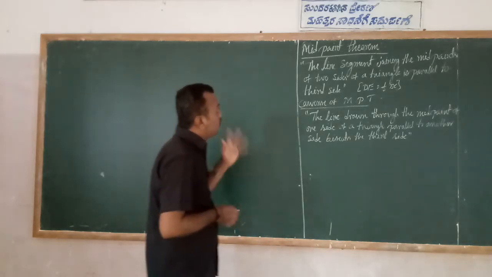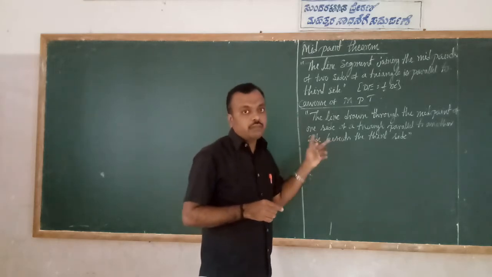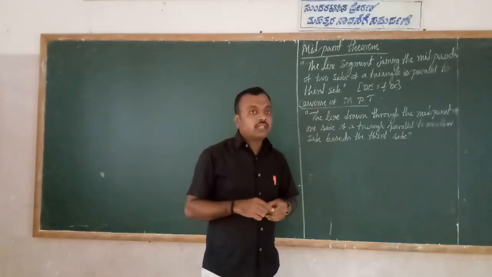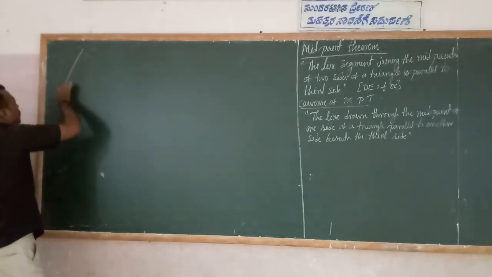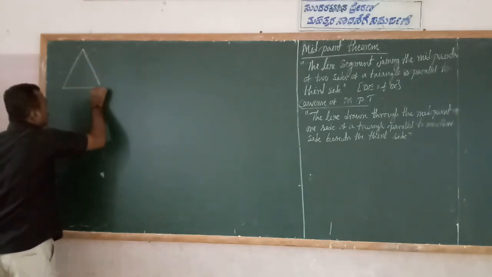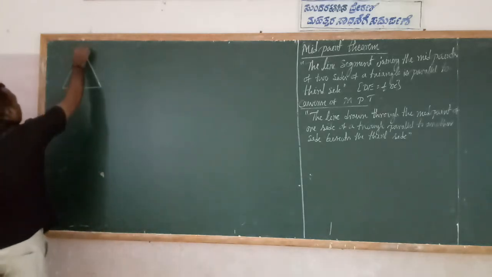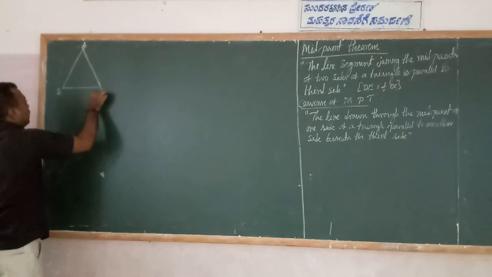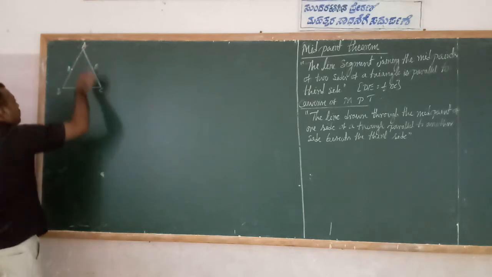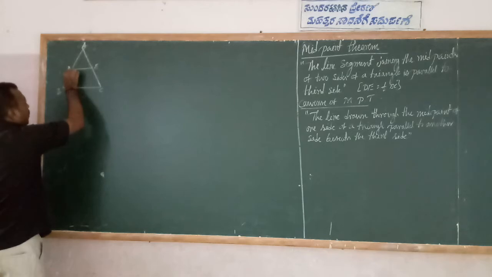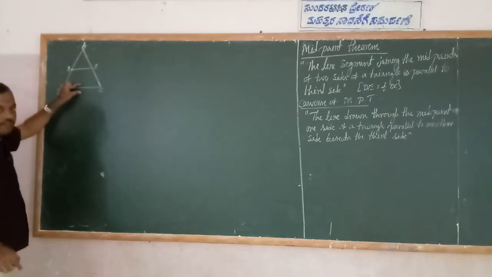First, the midpoint theorem. What is the statement? The line segment joining the midpoints of two sides of a triangle is parallel to the third side. Let us prove it. What is the meaning of this statement? The line segment joining the midpoints of two sides of a triangle. I will draw a triangle. ABC is a triangle. In that, take any two midpoints. D is the midpoint of AB, and E is the midpoint of AC. I will join these two midpoints. If you join these two midpoints, this line is parallel to BC.